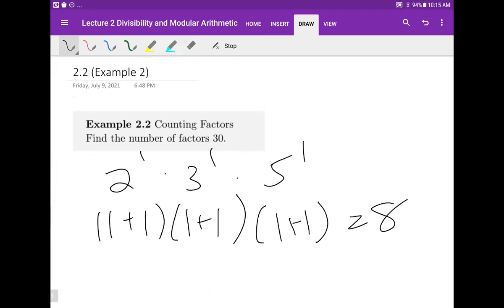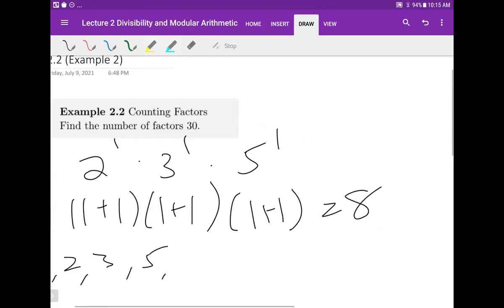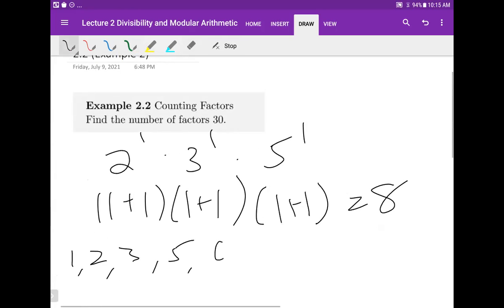And we can just manually check this if you're not certain that this formula works. We have 1, we have 2, we have 3, we have 5, we have 6. Oops, sorry. We have 6, we have 10, we have 15, and we have 30. And that is 8 factors. All right.